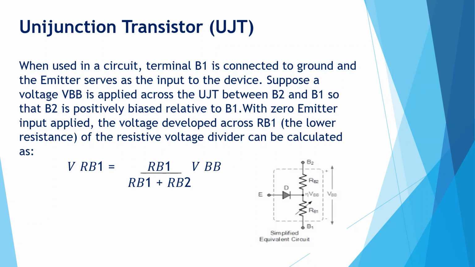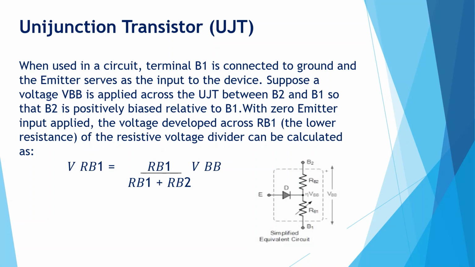Hence, we find that as VE, that means the potential applied across the emitter, increases, the current through the transistor IE increases, which decreases RB1, that is the resistance between emitter and base 1, which decreases the intrinsic standoff ratio, and this is a regenerative action. Because of this action, the resistance across RB1 will keep on decreasing, and therefore eta, the intrinsic standoff ratio, will decrease, which causes a further increase in IE.